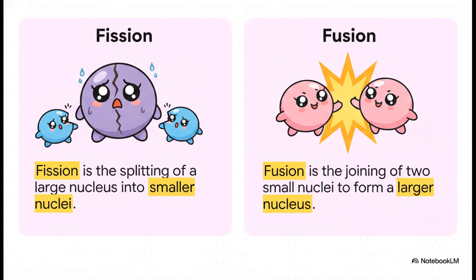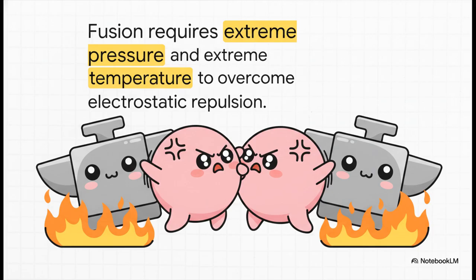If you combine light elements, you move rightwards up the curve towards iron, and man, the process releases a staggering amount of energy. In fact, fusion releases way more energy per nucleon than fission ever could. But of course, there's a huge catch. Fusion is incredibly, unbelievably difficult to achieve.